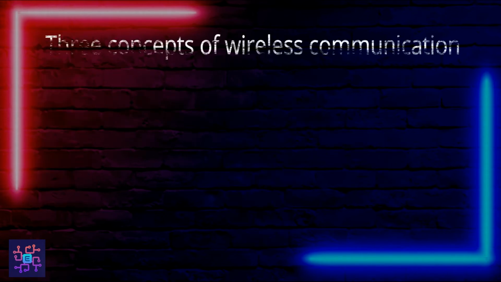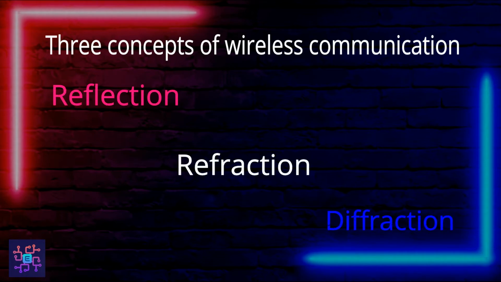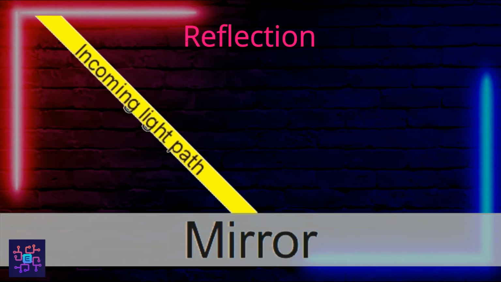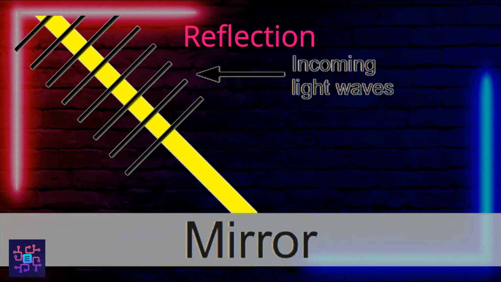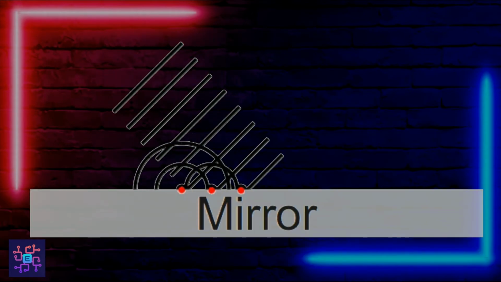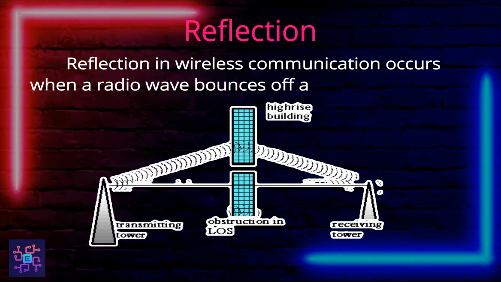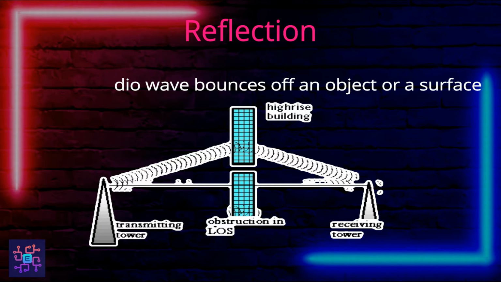Now we will understand the three basic concepts, or we can say three ways a radio wave travels and reaches the receiver. The first concept is reflection. Yes, by hearing this you must be thinking about light waves reflected in a mirror, and your guess is correct. Reflection in wireless communication occurs when a radio wave bounces off an object or a surface.